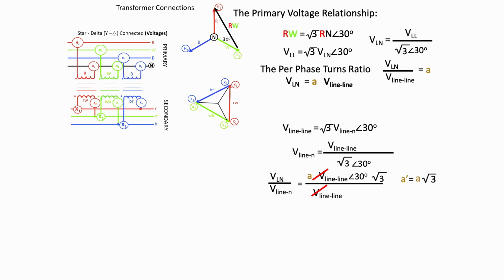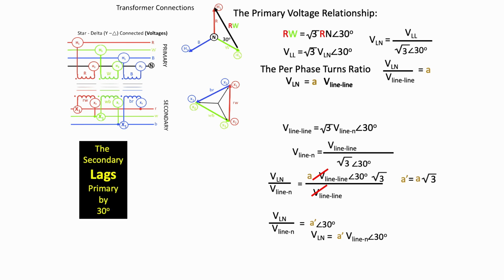And again, I'm going to replace the A root 3 with A prime, and that gives us the equation, the primary voltage line to neutral over the secondary line to neutral, A prime at 30 degrees. And I'm going to rewrite that equation right away because I want to use it in this other fashion. The voltage primary line to neutral is equal to A prime, the voltage line to neutral secondary at 30 degrees. And that tells us again that the secondary lags the primary by 30 degrees, which we already knew.